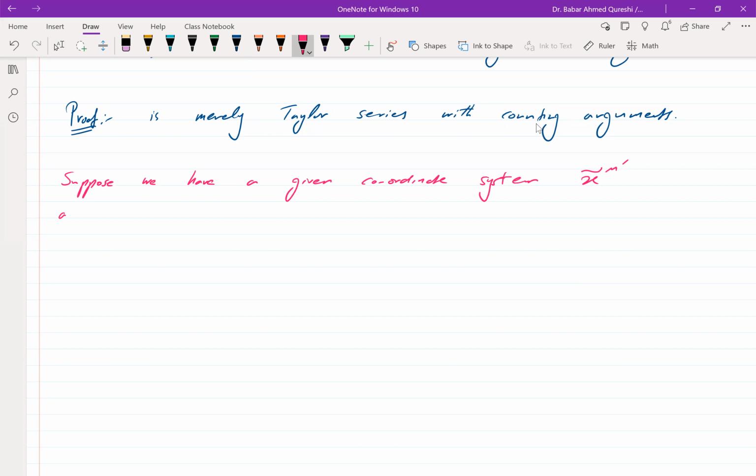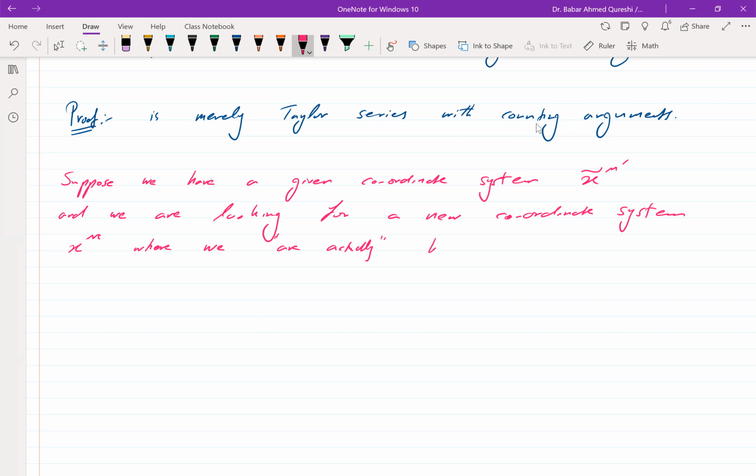So we are given this, and we are looking for a new coordinate system, x mu. The new one which we are looking for is unprimed, where we are actually hoping to have g mu nu in this unprimed be just the flat eta mu nu or delta mu nu, which we were also writing as 1 mu nu.